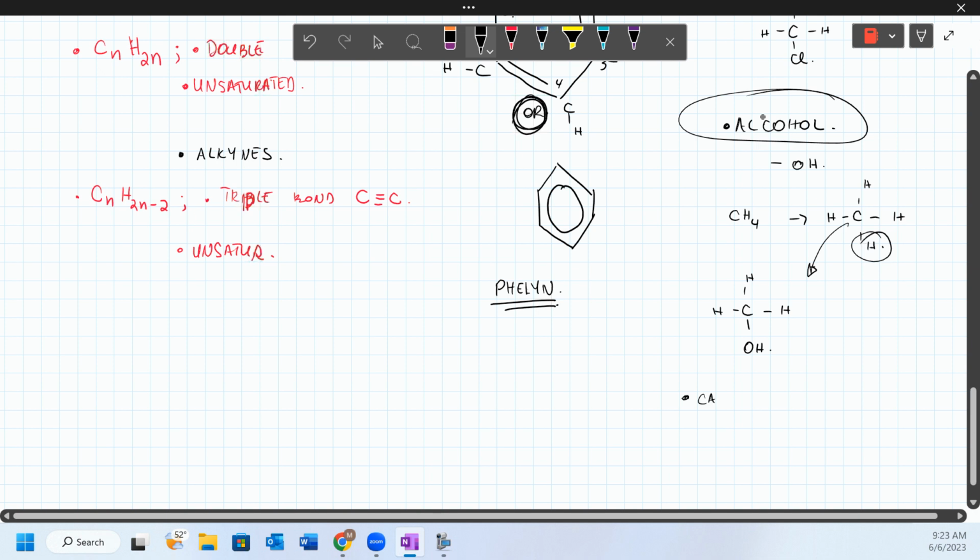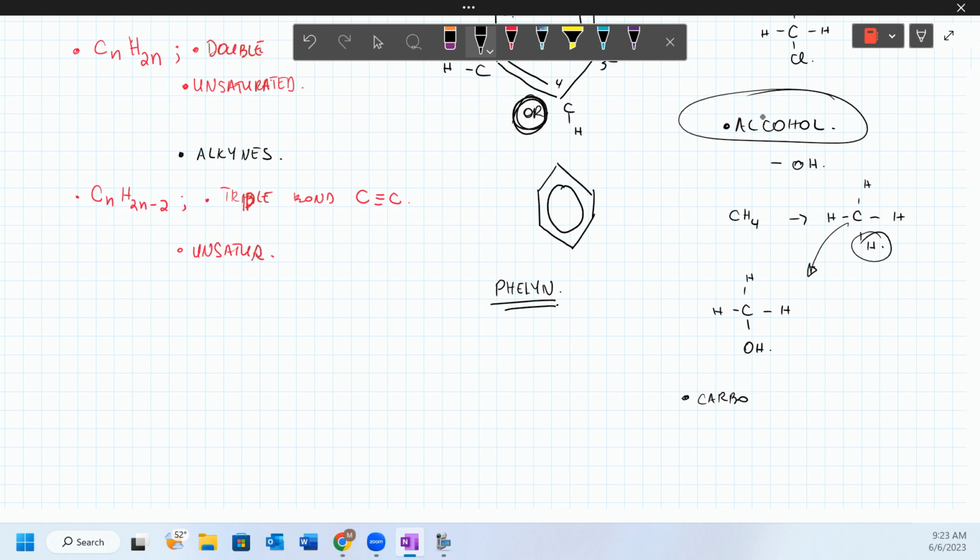The third group, beside the halides and alcohol, is carboxylic acid. So carboxylic acid, again, the same idea. It's derived from the main. So you are taking one of the hydrogens and you are replacing it with a functional group.